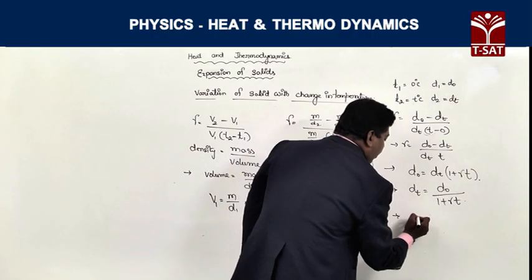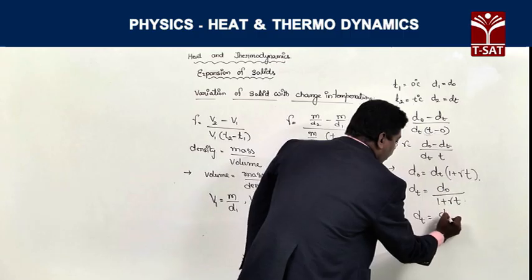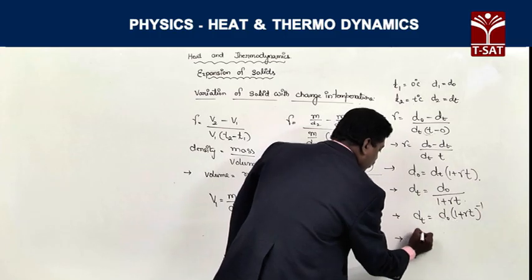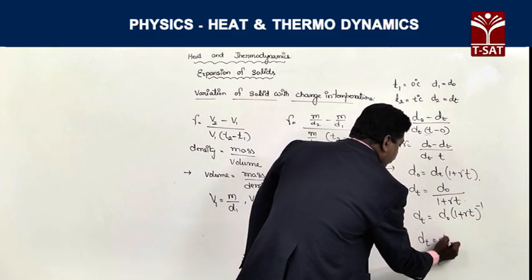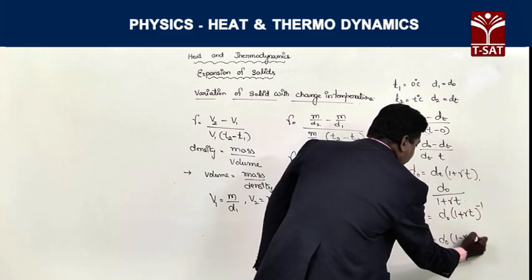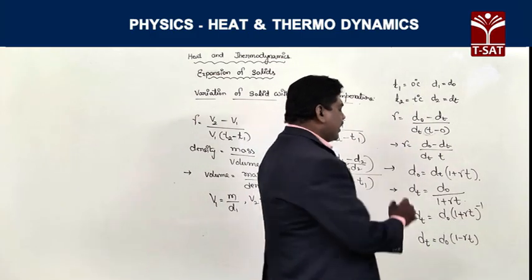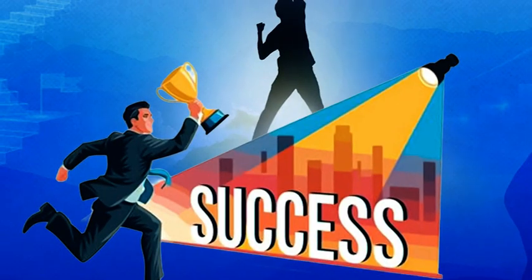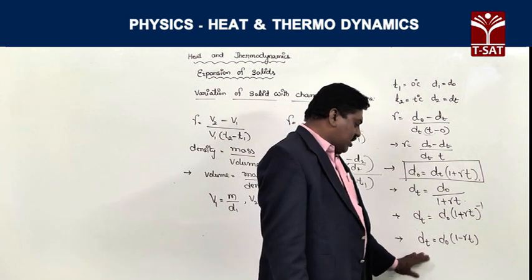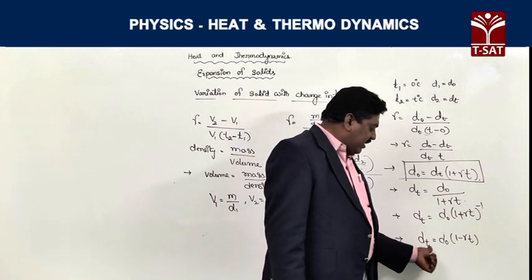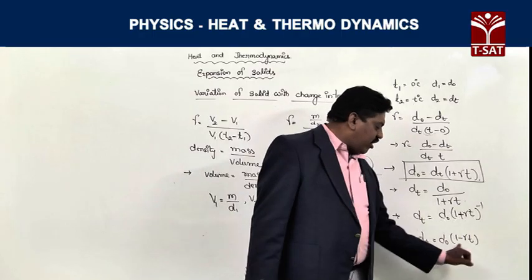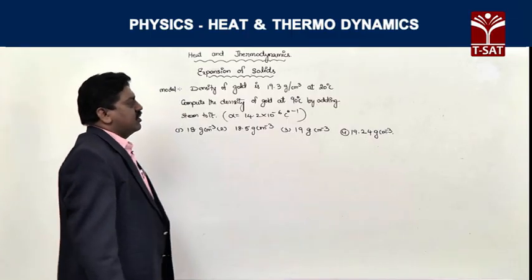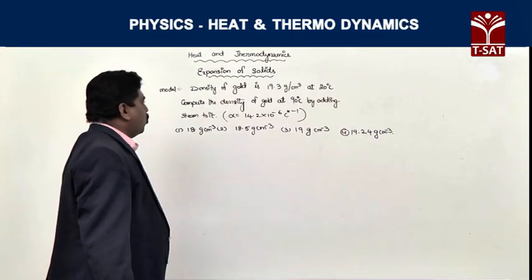When you take (1 plus gamma t) into the numerator, we have d0 into (1 plus gamma t) whole to the power of minus 1. So dt equals d0 into (1 minus gamma t). So, when you want density at 0 degrees Celsius, we have the formula dt into (1 plus gamma t). At the same moment, when you want the density at temperature T, you have d0 into (1 minus gamma t) as the formula.